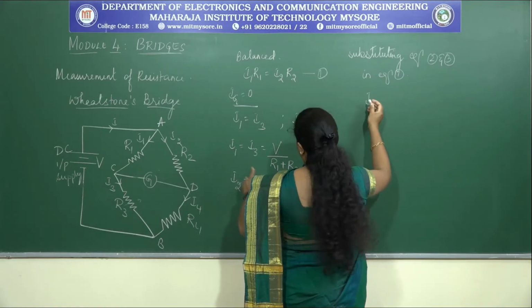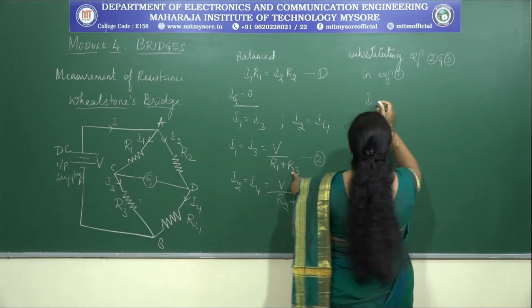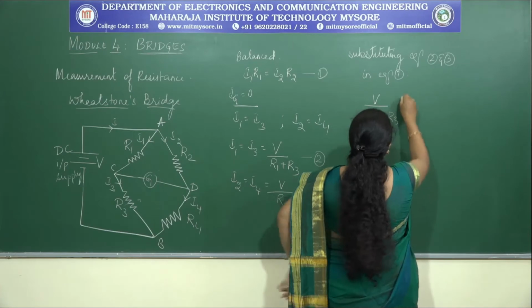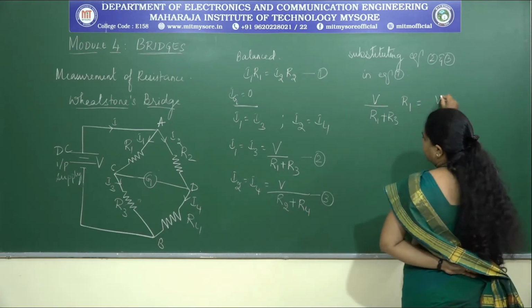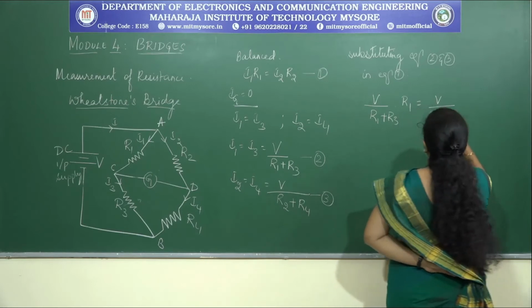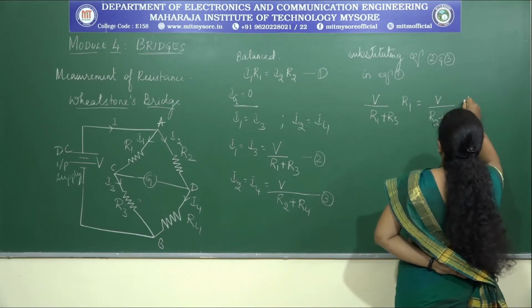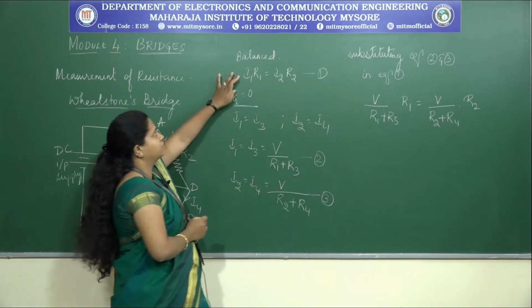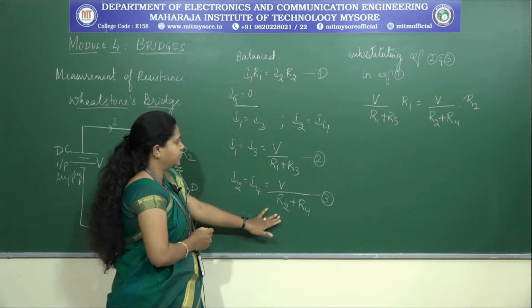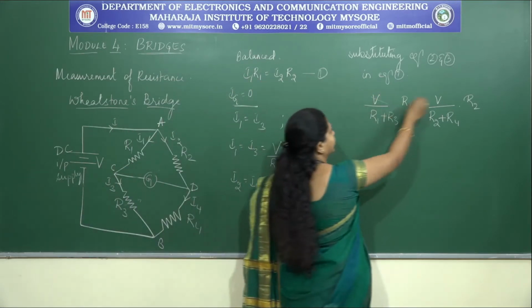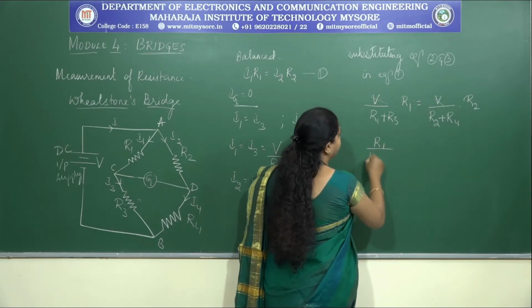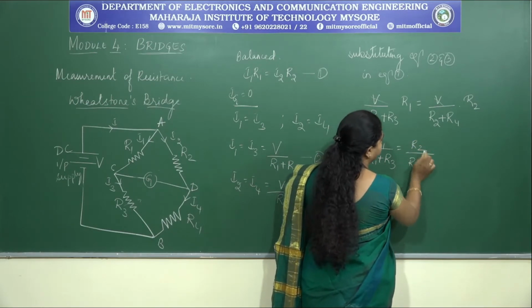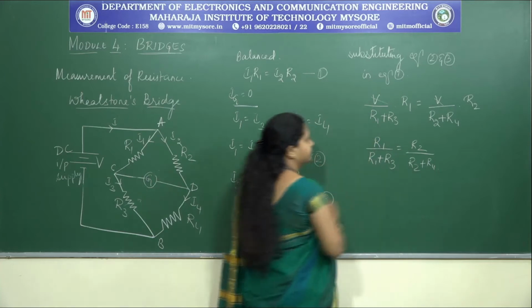I1 into R1. So, instead of I1, can we write V divided by R1 plus R3, into R1, that is equal to V divided by R2 plus R4, into R2? Yes, can we write it like this? Substituting in the equation I1 into R1 is equal to I2 into R2. So, what are we going to write? V and V will get cancelled. So, R1 by R1 plus R3 is equal to R2 by R2 plus R4.